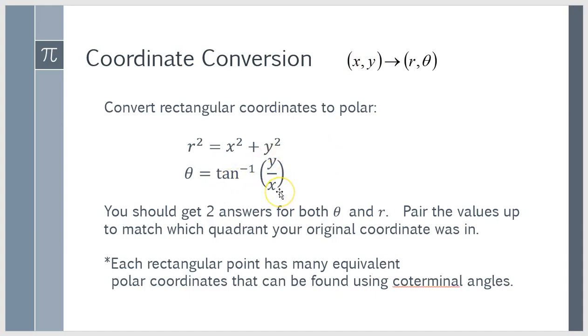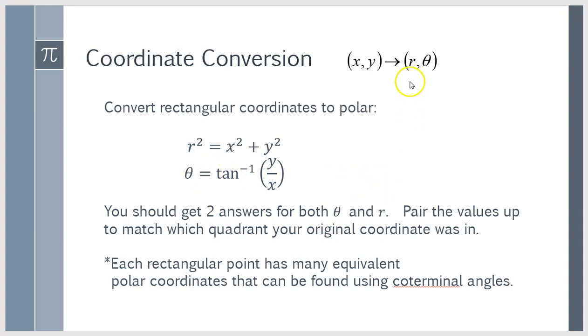Next, you use the x and the y values from the given rectangular coordinate, and you do tangent inverse of y over x. Now, if you're doing this from the unit circle, you should notice that whatever value you're looking for, like if it's tangent inverse of 1, there are two places where that happens on the unit circle. If you're doing this from the calculator, just be careful because the calculator only knows how to spit out one of the answers. So you have to add 180 degrees or you have to add pi to find that second answer for theta that the calculator is unable to give you. So you should be getting two answers for r and two answers for theta.